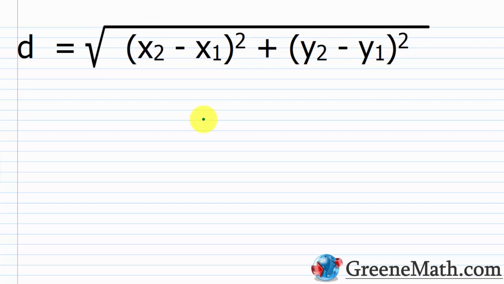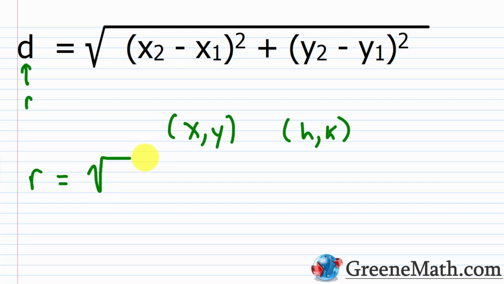In this particular case, let's say we have a given point of x comma y, and we have a center that is h comma k. So these are 2 points that we know. And we know the distance between a given point on the circle and the center is the radius. So I know that the radius would be my d, my distance between these 2 points. So I can say r is equal to the square root of, and then I can just plug in for these points.